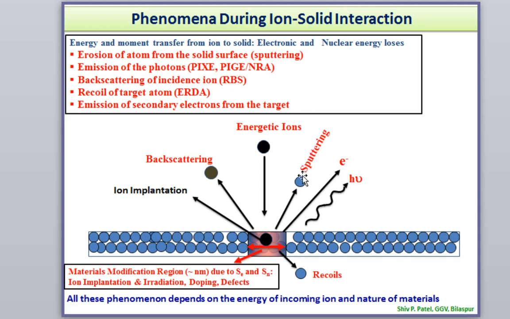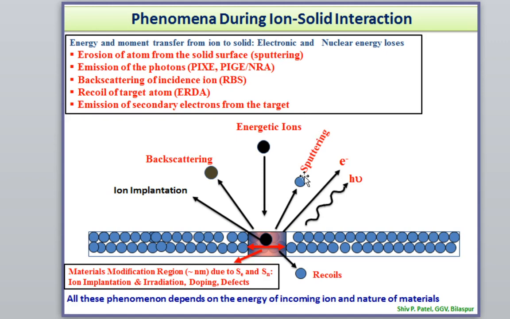Okay, so if we catch this sputtered atom and characterize, analyze and measure its energy, then this gives another, new technique. That is secondary ion mass spectroscopy, SIMS. So that is secondary ion mass spectroscopy, or the sputtering phenomenon.